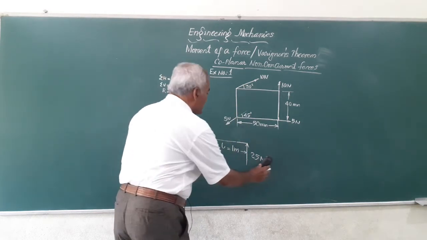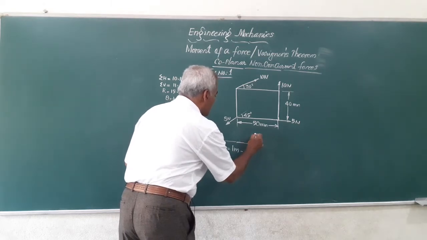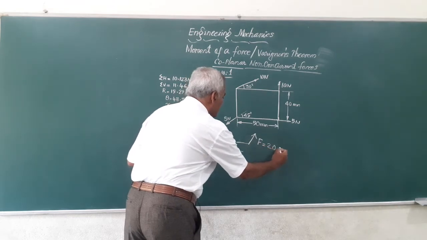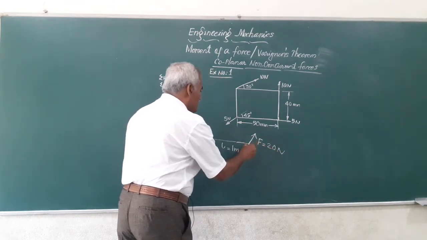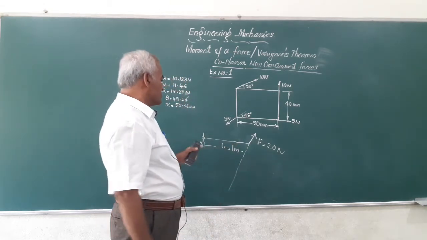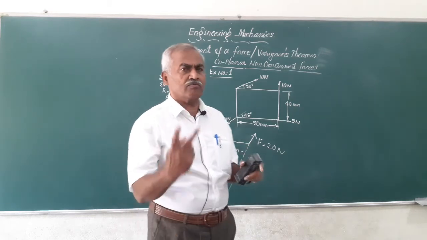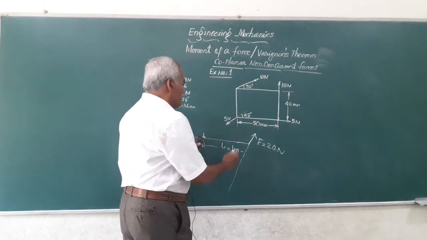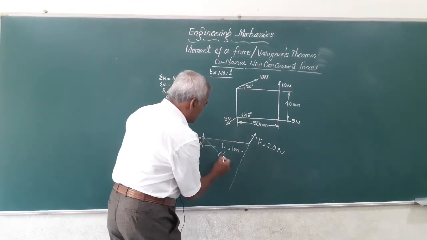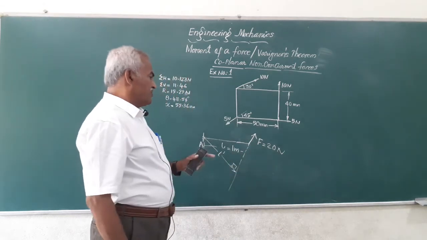Likewise, friends, if you have a force at an angle here, say force F is equal to 20 Newton, I want to know the value of the moment due to this force. Friends, it is very simple. The moment of this force can be found out by two methods. One is the moment equal to F into the perpendicular distance, say L dash. This perpendicular distance, F into L dash, will give you the moment.